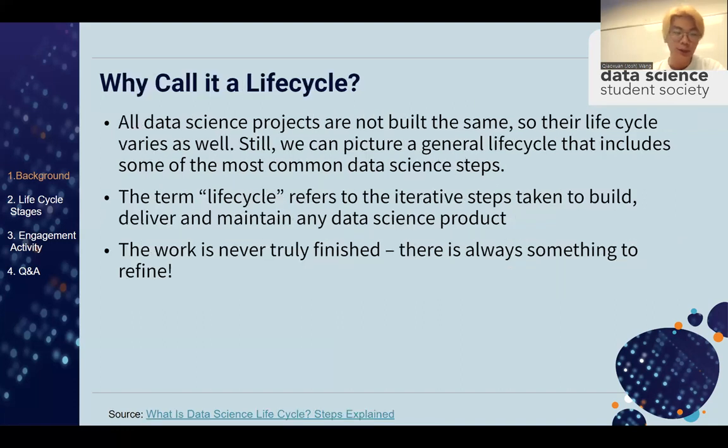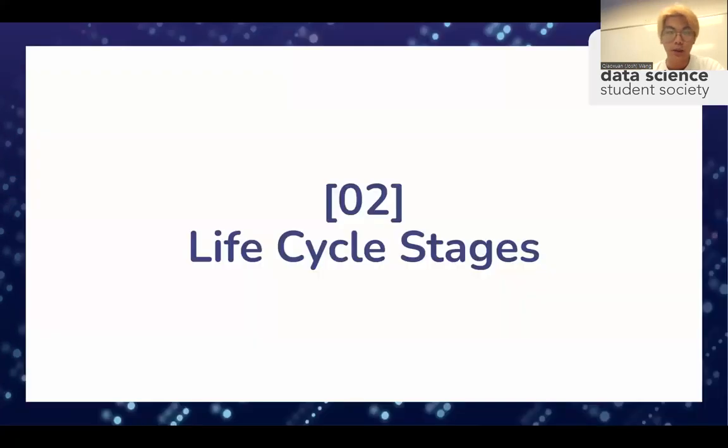Why call it a life cycle? The term life cycle refers mostly to the iterative steps that we take to build, deliver, and maintain any data science products. Although every data science project and team are different, the life cycle provides us with a useful scaffolding to structure our projects with and provides us with tools to use. These typically revolve around the use of techniques and frameworks to produce insights and predictions from information in order to reach some form of objective. Awesome. So that's all the background out of the way. Let's move on to the actual stages.